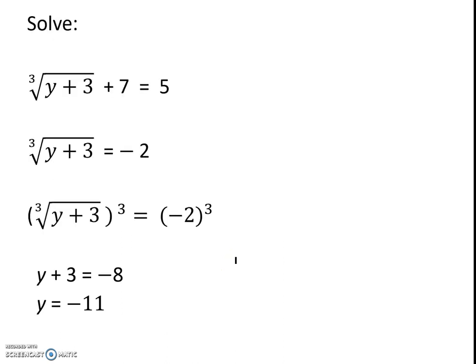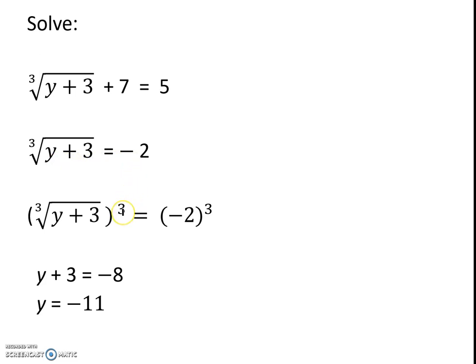Our next problem is the cube root of y plus 3 with a plus 7 outside of the cube root equaling 5. Again, we want to move that stuff over to the right side first, and we do that by subtracting 7 to both sides. And we find that we have the cube root of y plus 3 equaling a negative 2.